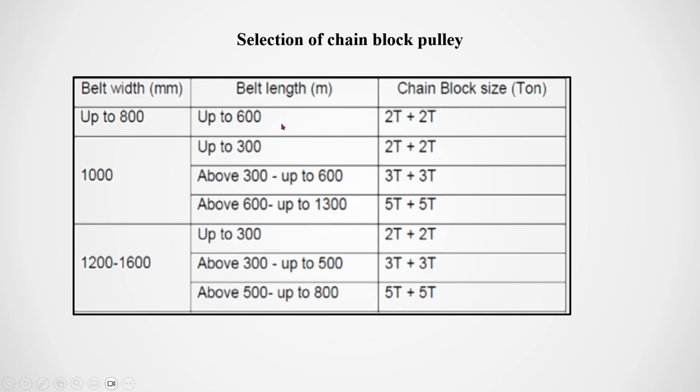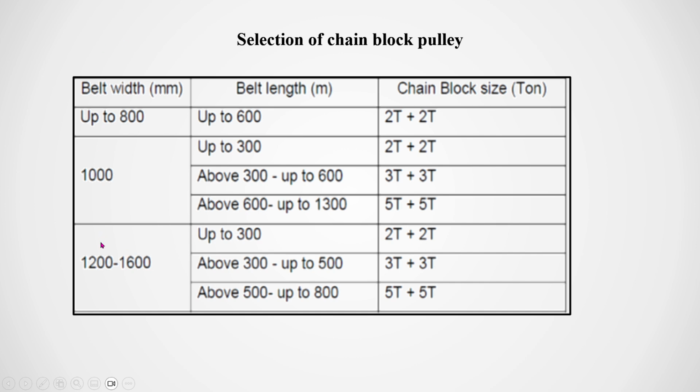The belt length is like this: up to 600 meter and 800 width, 2 ton will be the chain capacity. Up to 1000 millimeter belt width and up to a length of 300 meter, 2 ton. For 300 to 600 meter belt length and 1000 millimeter width, you have to use 3 ton capacity. Again, because the belt weight and gravity pulley weight will be high, when the belt length is more, 600 to 1.3 kilometer, then a 5 ton by 5 ton chain pulley block is required to pull the gravity pulley.